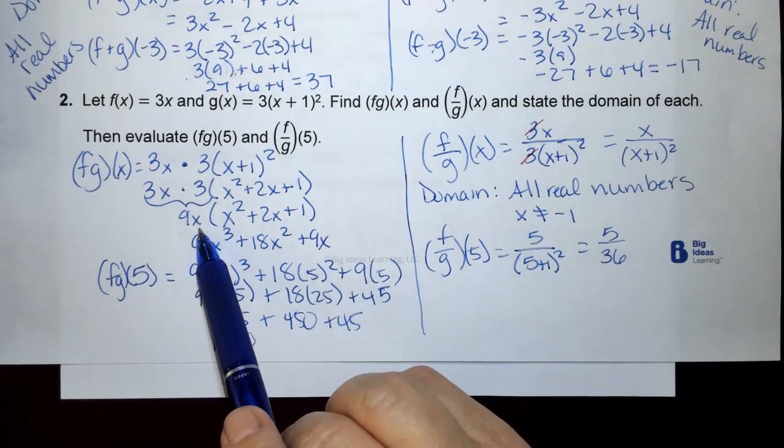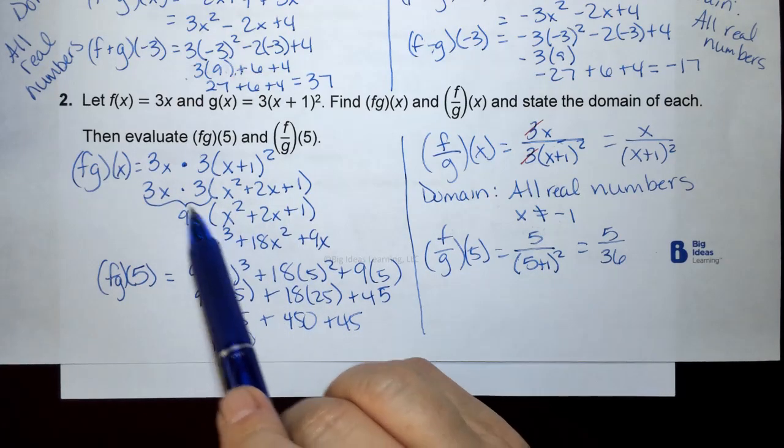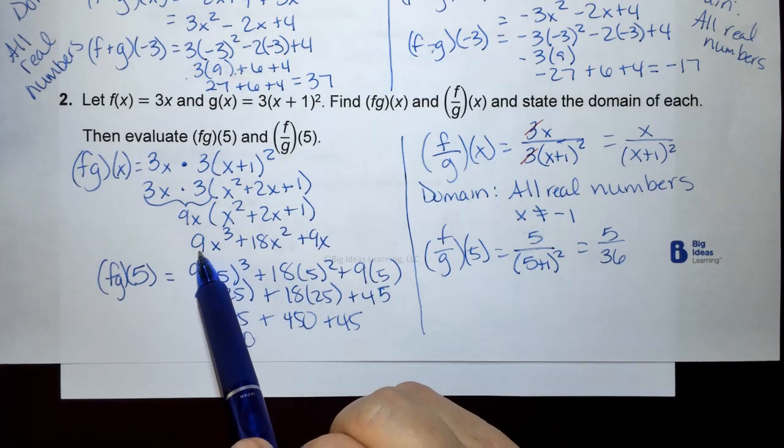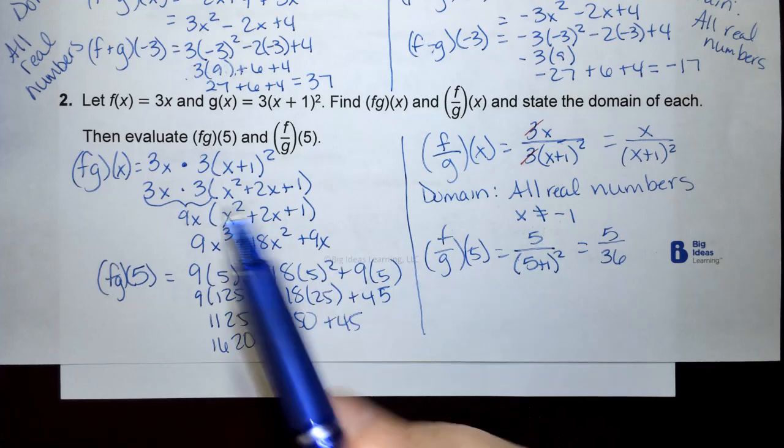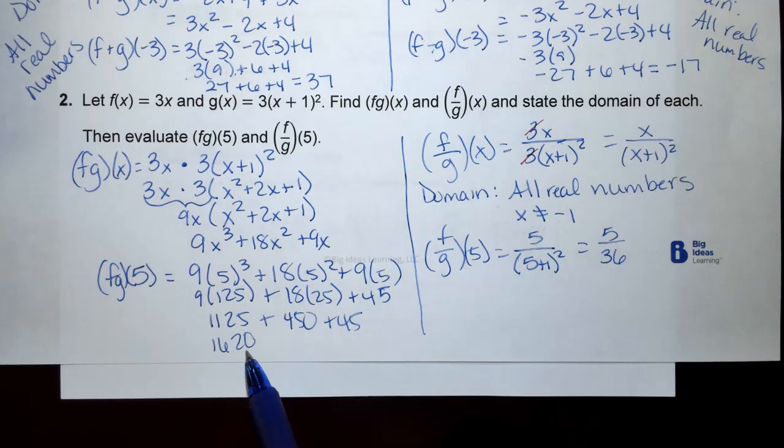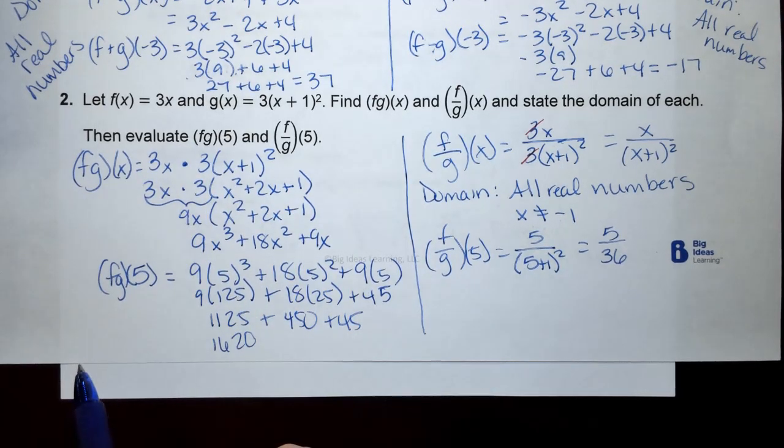So I went ahead and multiplied it. Could you distribute then multiply? Yes, you'll end up with the same thing. So you get 9x cubed plus 18x squared plus 9x. You plug in 5, you get this beautiful number, 1,620. Again, I forgot to write it on here, but when multiplying, your domain would also be all real numbers.